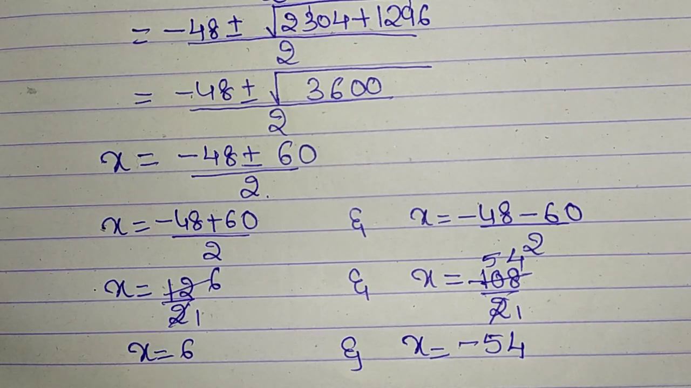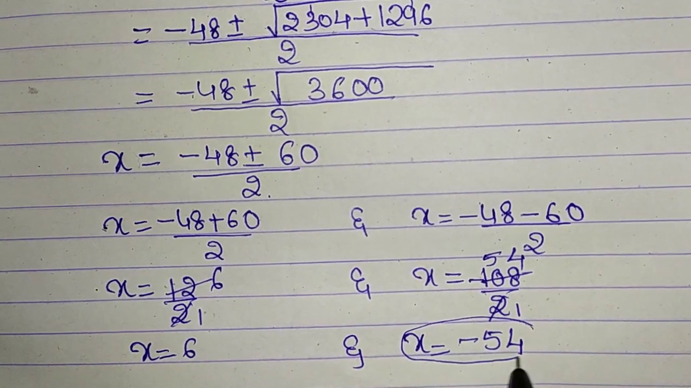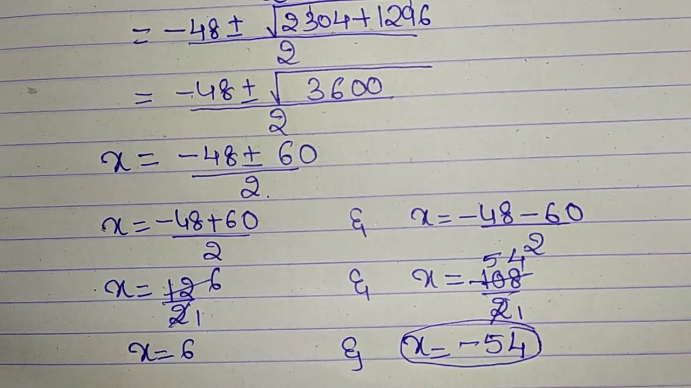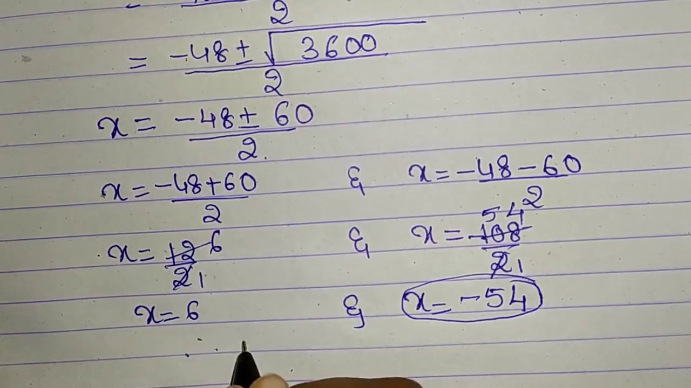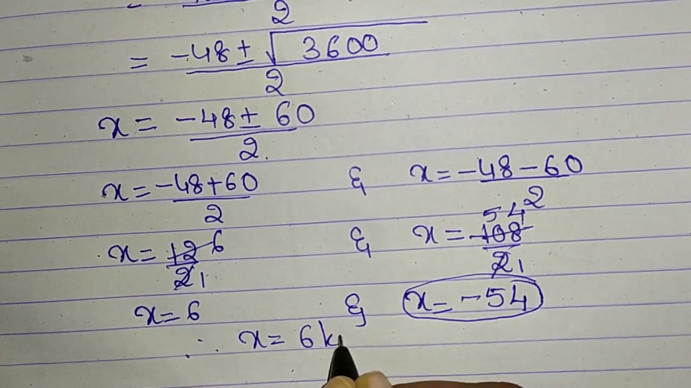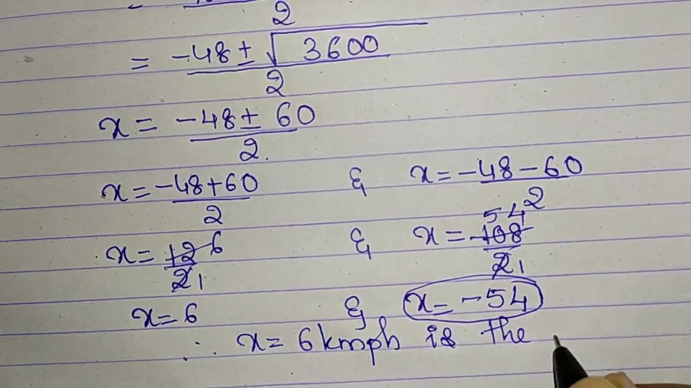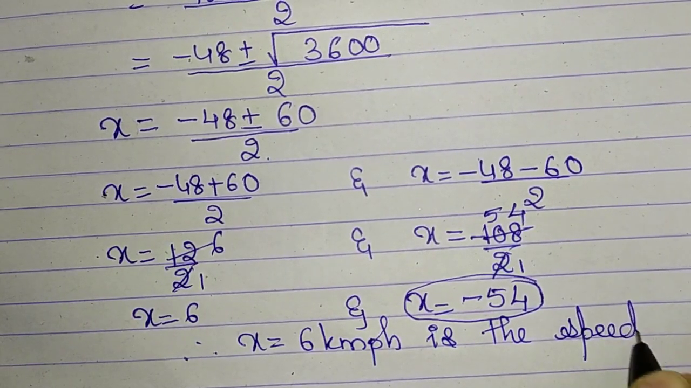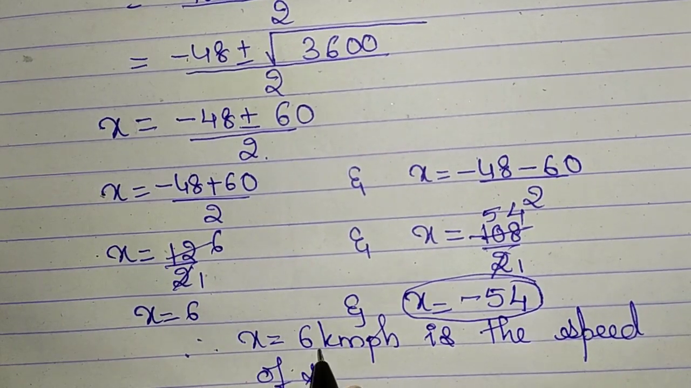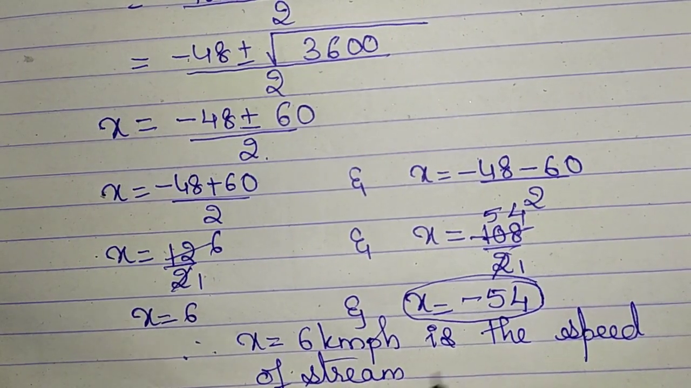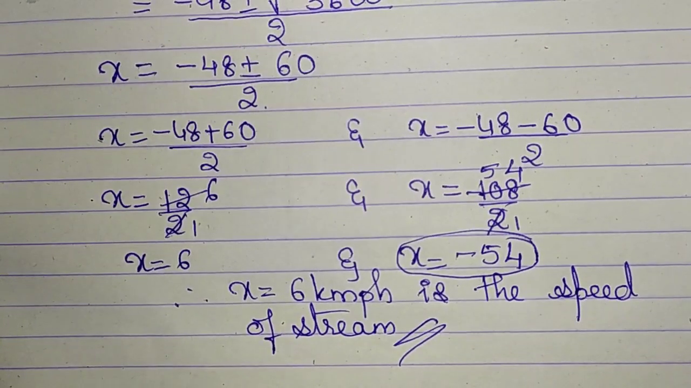Remember, in the beginning of the question, we had assumed that the speed of the stream is x. So when we talk about speed, it is always positive. So we can easily let go of the negative solution of the equation. Therefore, x is equal to 6 km per hour is the speed of the stream. This is our required result.